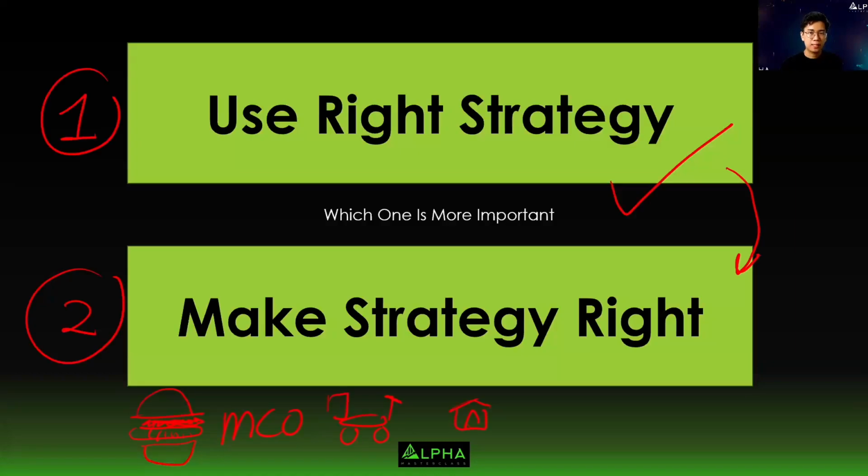For example, let's say you make a buy trade. The strategy is based on a moving average and RSI cross, then you buy here. It goes up, then suddenly shoots all the way down. MCO happened in your account. Your account is in losses. The question is, how do you make your strategy right? How do you fix it?